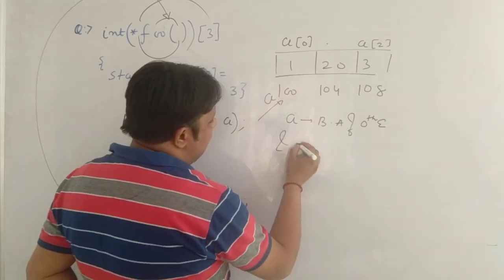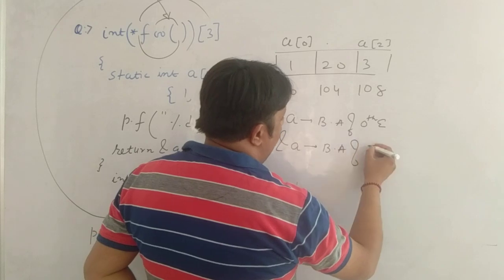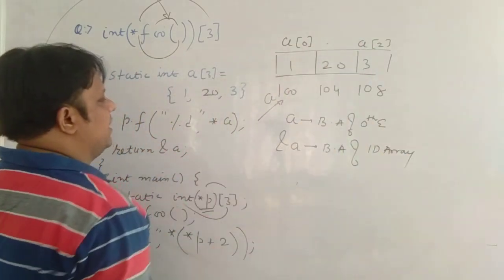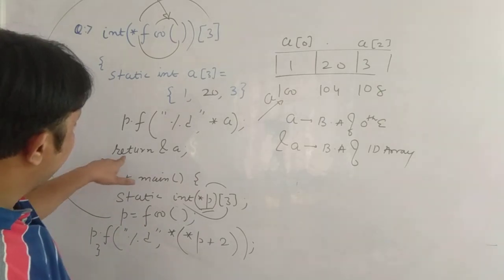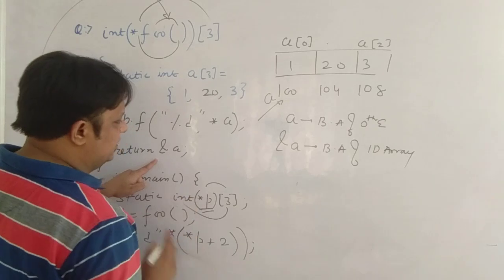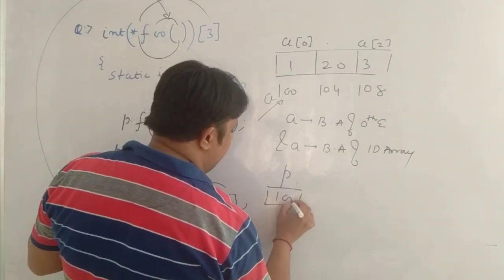And what if I write address of A? Address of A means the base address of your 1D array. So what I am doing is returning address of A, and this address of A, this 100, is getting stored in the pointer P. So the value of this P is 100, right?